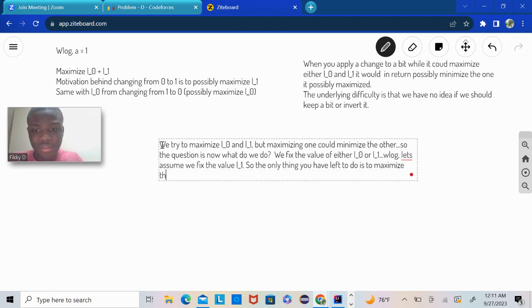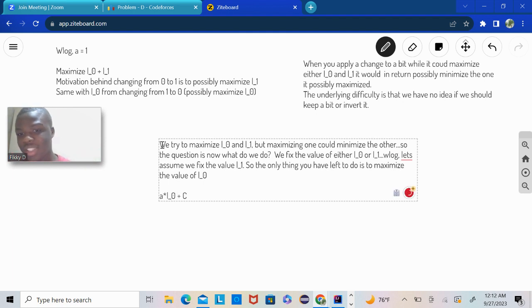So the only thing you have left to do is to maximize the value of L0, because the value of L1 is fixed. It basically becomes L0 plus some constant, and to maximize this, we just maximize L0. L1 is just a constant; we're fixing it and it's not going to change. So the question now has a sense of direction and more focus. We are given some changes, and we have to maximize L0, for a fixed possible L1.